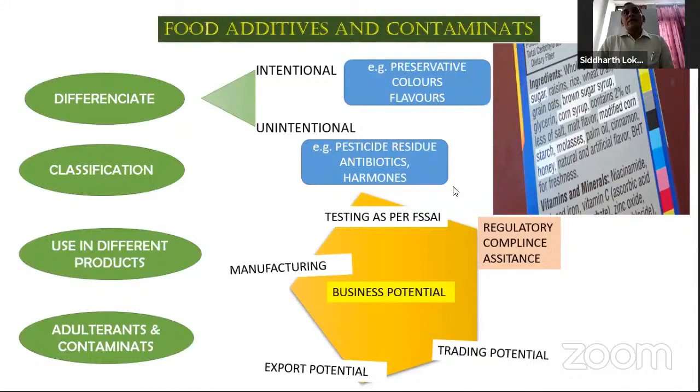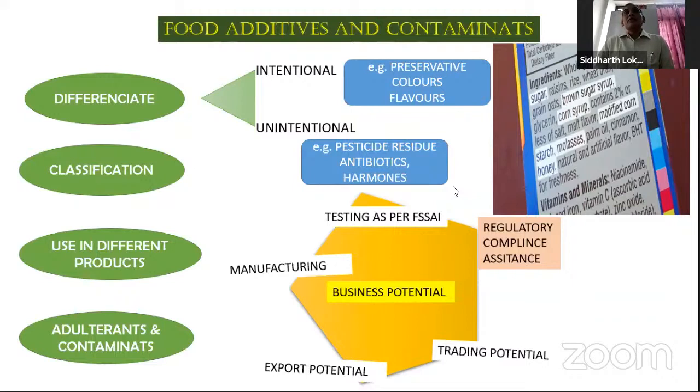And they have been categorized as intentional and unintentional food additives. The difference is that the title itself indicates that some of them are intentionally added and some are unintentionally added. Unintentionally, you can see these are very harmful: pesticide residues, antibiotics and hormones. These are very dangerous, because suppose any animal is given a chemical dose before milking, then the same thing will percolate into the output, that is, the milk may contain the antibiotic.